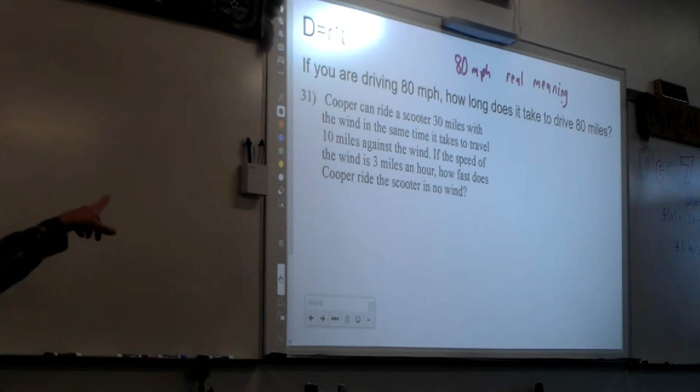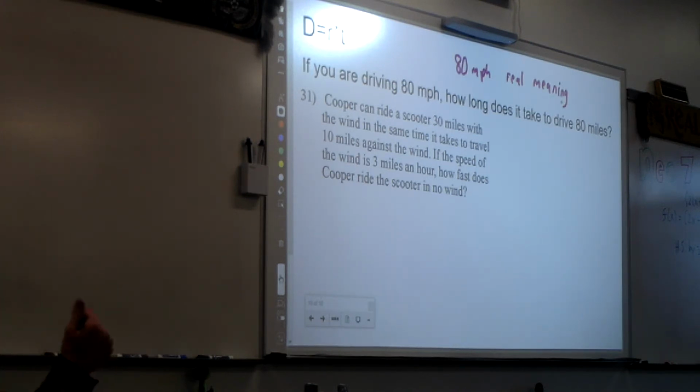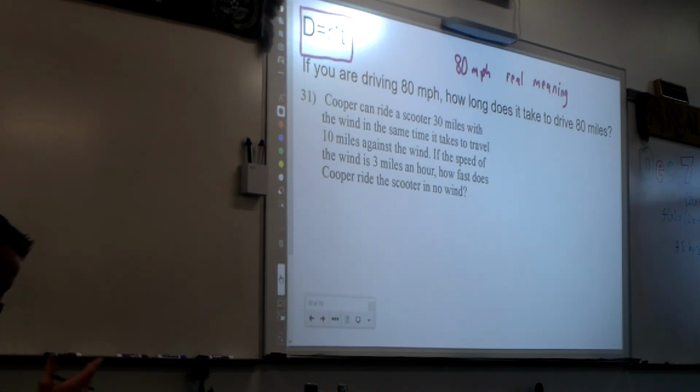Okay, the reason you guys know that is because of the concept that distance equals rate times time, this formula here. If I'm going 80 miles per hour, and I go, how long does it take to go 80, that's 80 miles per 1 hour, right? Anyway, when you're doing motion problems, this formula right here, distance equals rate times time, is going to be pretty important. So I'm going to ask Allie, will you read this for us, number 31?